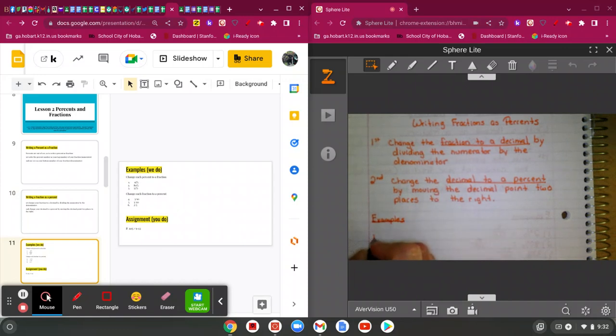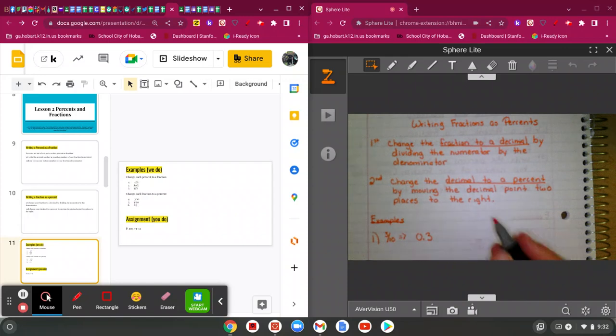So if I have the fraction 3/10, okay, and I want to change that to a percent. First thing I'm going to have to do is change it to a decimal. Now, this fraction, some of you will be able to just read it and then write it as a decimal. If you weren't sure, take your numerator, divide it by your denominator.